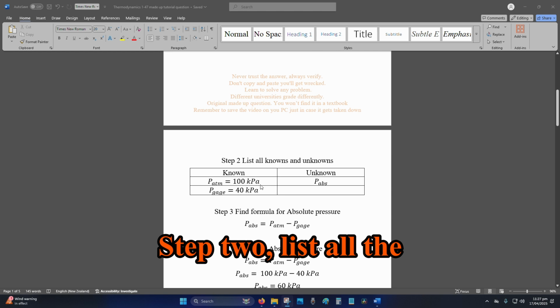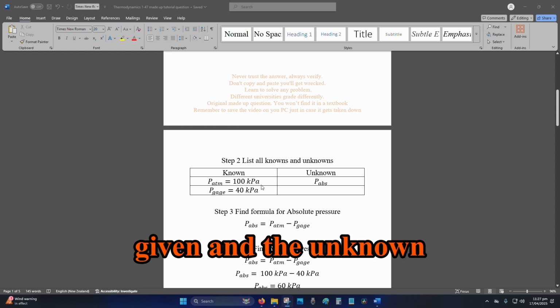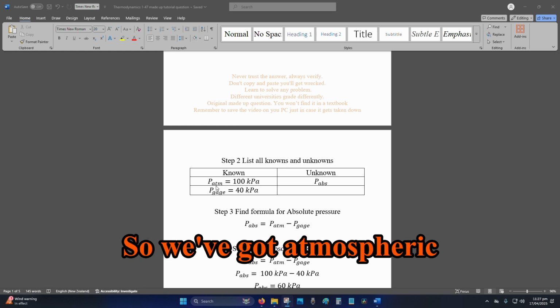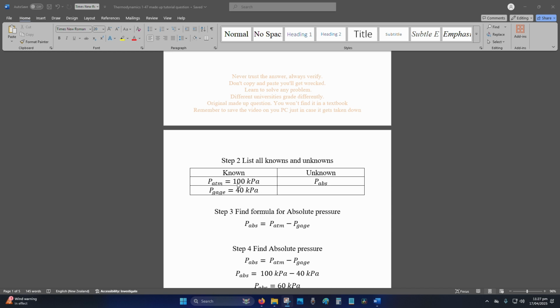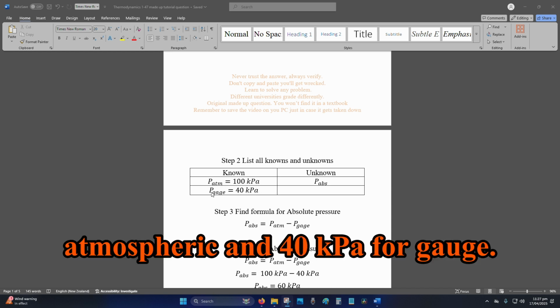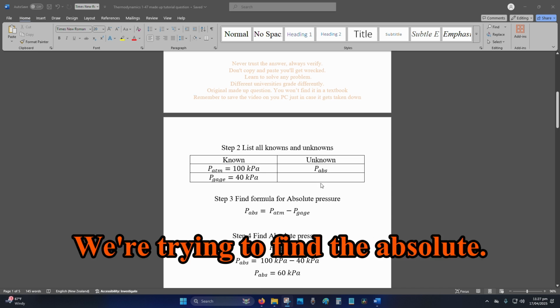Step 2, list all the given and the unknown, what you're trying to find. So we've got atmospheric pressure and gauge pressure. 100 kPa for atmospheric and 40 kPa for gauge. We're trying to find the absolute.